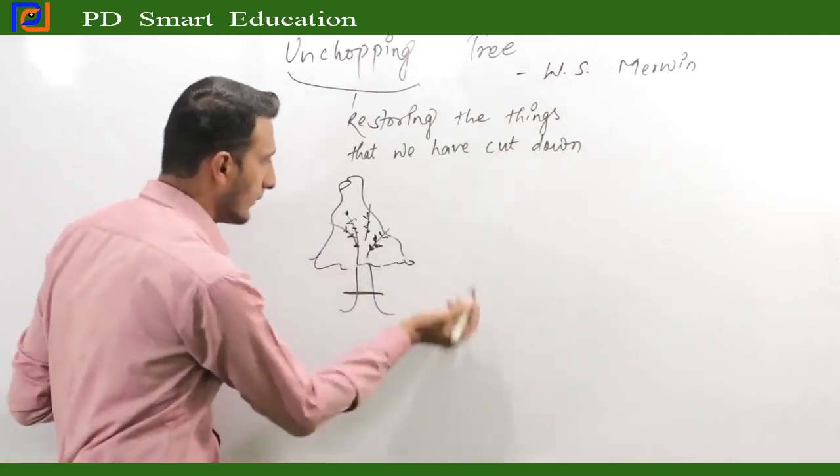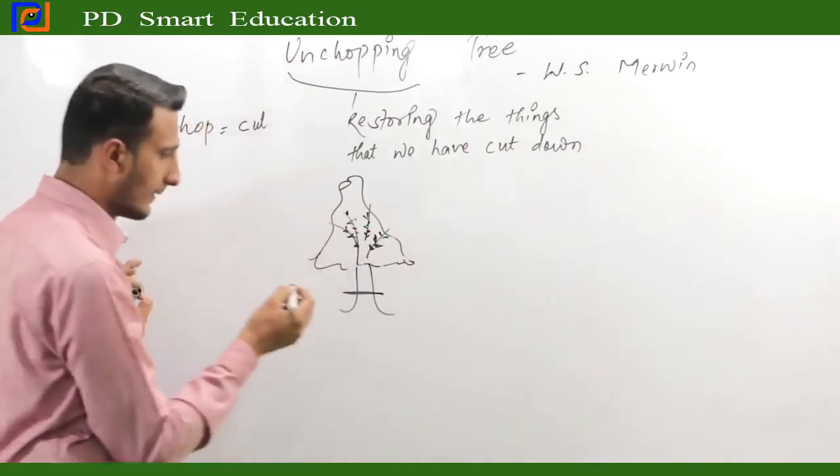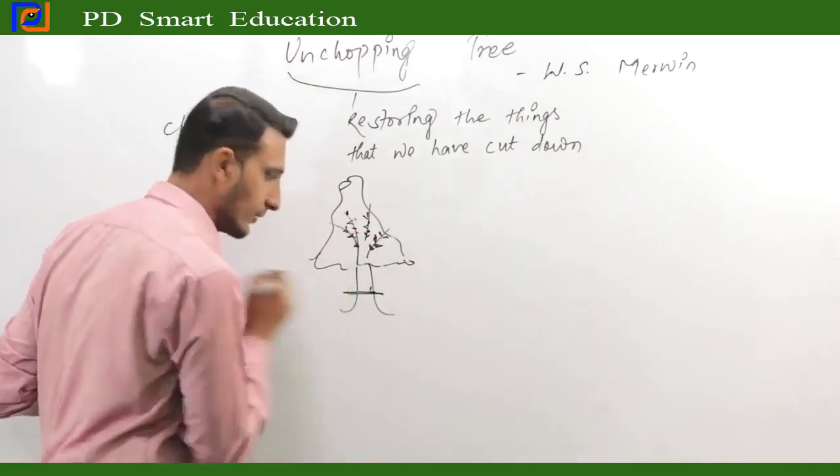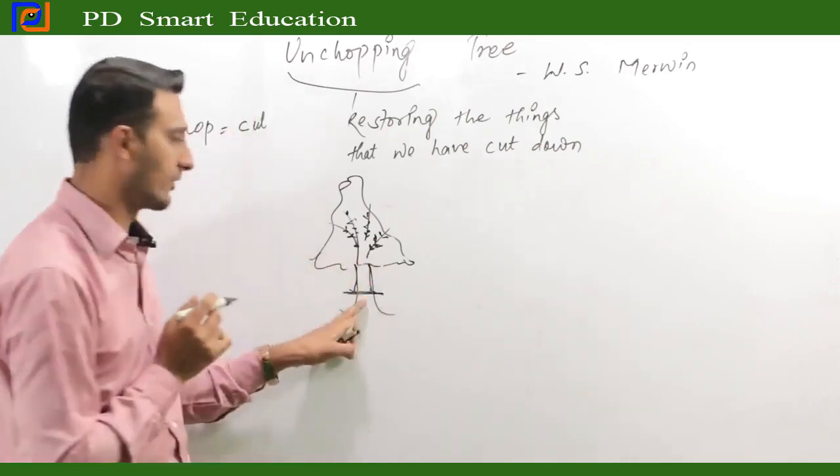And when we restore, it is easy up to here. But now we have to restore it here as well. This whole trunk or whole these stems should be restored here.